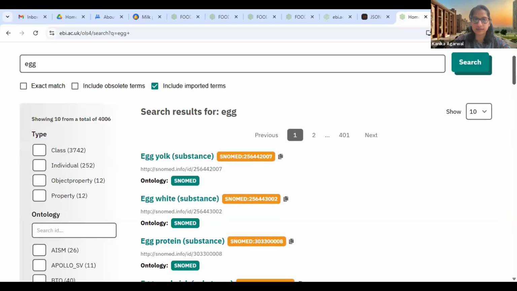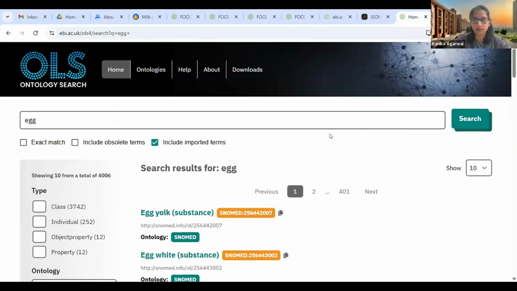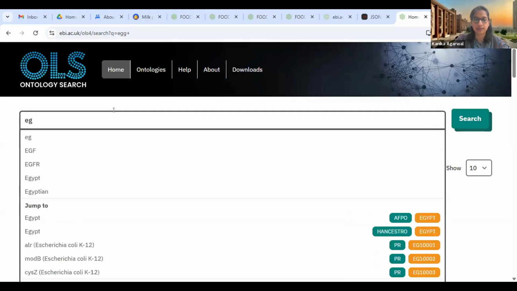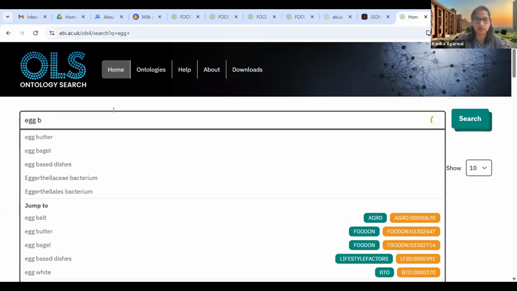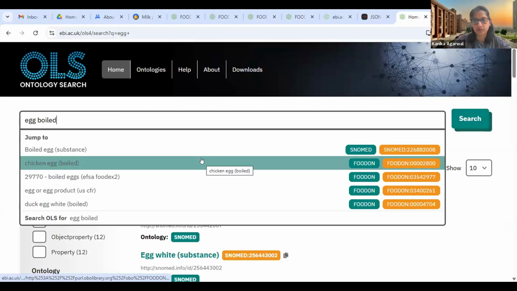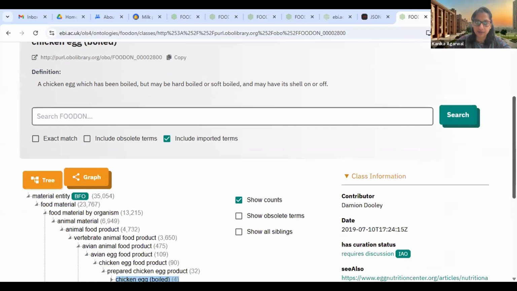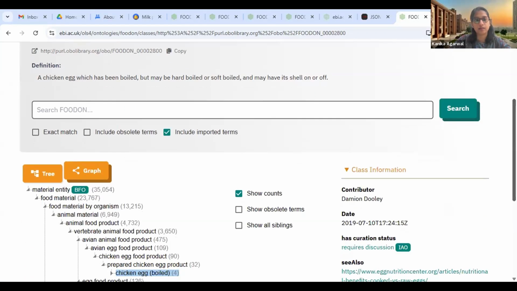If you look at this, you have it under SNOMED. This is another ontology, and you can also have a filter for these ontologies and say, I just want to keep this as my ontology. So here I can click on chicken egg boiled. It's very specific to the type of egg that they want to look at.